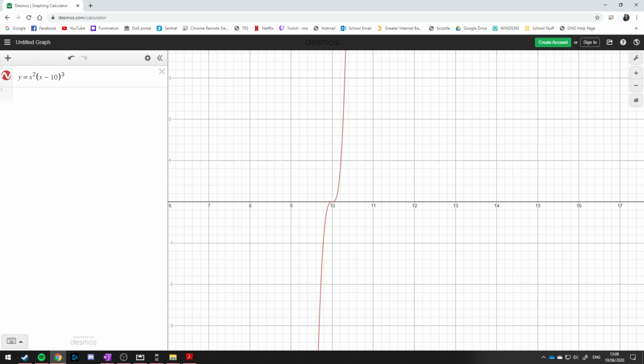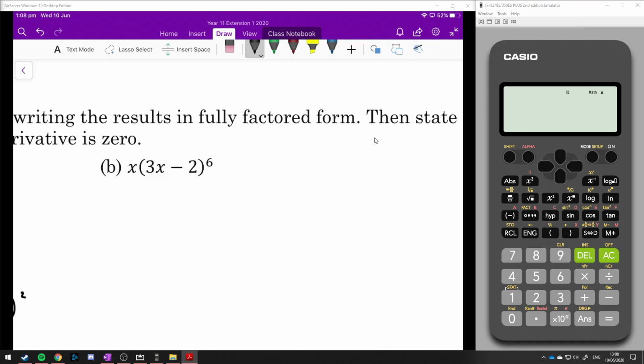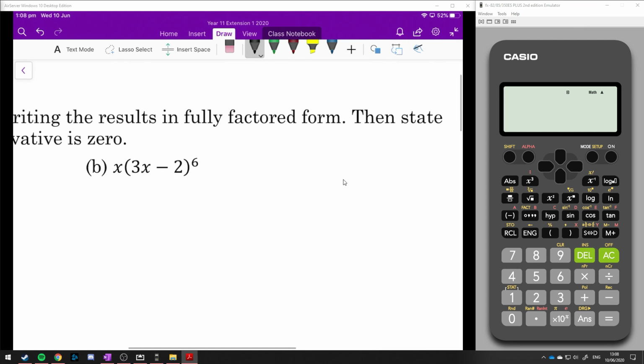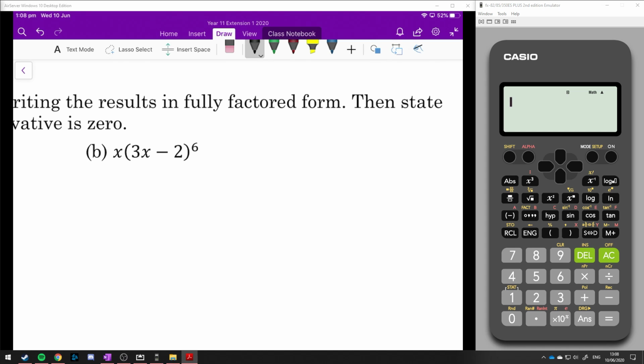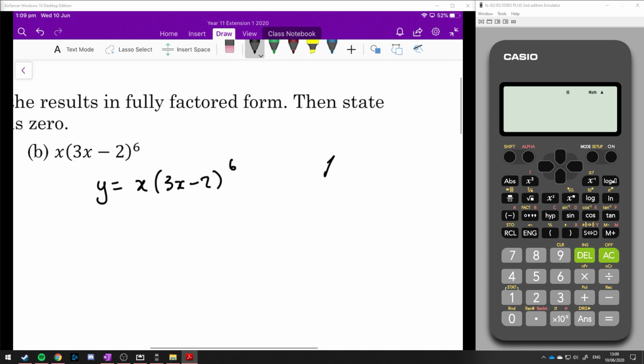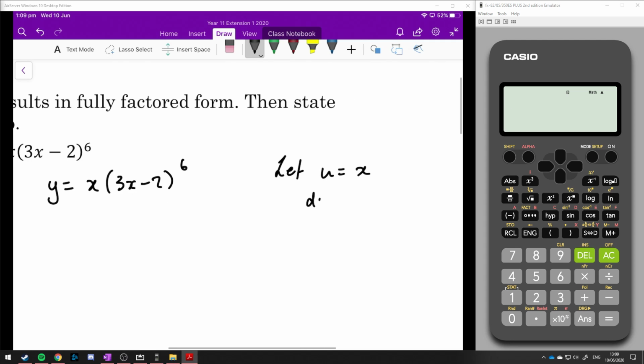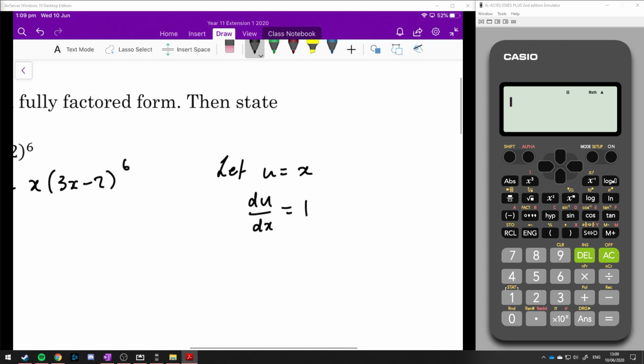Let's have a look at our second question, which is question B. So B says we've got x and we've got 3x minus 2 to the power of 6. Okay, so we're going to start off by writing down y is equal to x, lots of 3x minus 2 all to the power of 6. And we're going to say let u be equal to x. So that is du dx is equal to 1. And v is going to be equal to 3x minus 2 all to the power of 6.